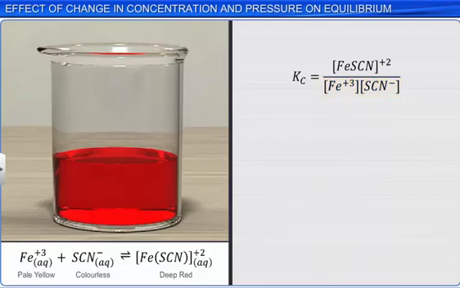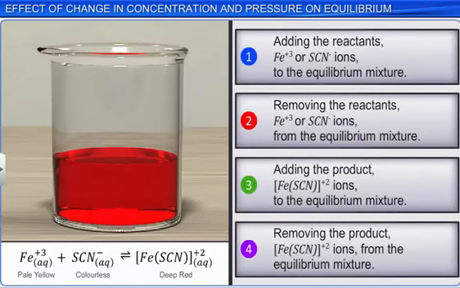You have already learned that at equilibrium, reaction quotient Qc becomes equal to equilibrium constant Kc. Hence, you can write Qc is equal to Kc at equilibrium. To understand the effect of change in concentration on equilibrium, let us consider some cases.